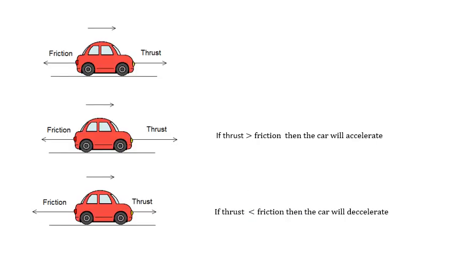Very simply, three cars here. The one at the top is in equilibrium horizontally. Thrust and friction are equal and opposite. If the thrust gets bigger, then there's a resultant force forwards. The car will accelerate. If the friction is bigger, there's a resultant force backwards and the car will decelerate. Notice that the resultant force is opposite to the direction that the object is moving in this particular case.